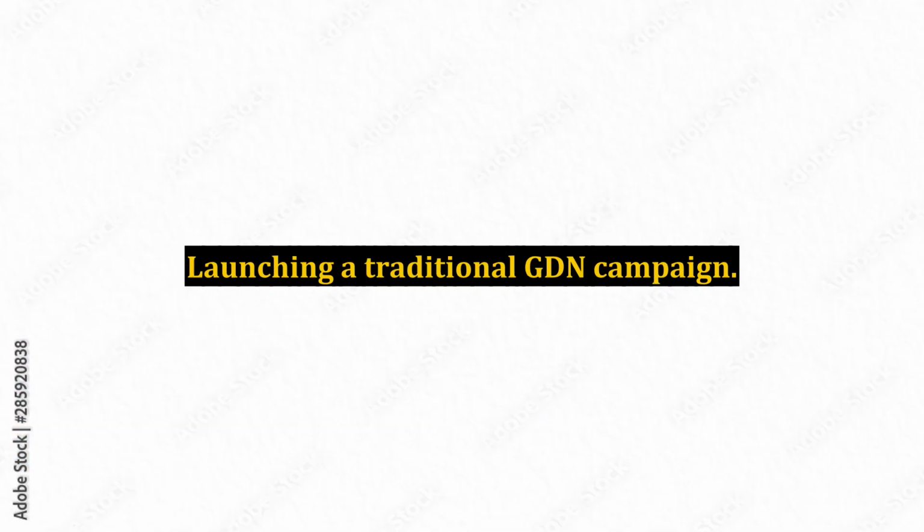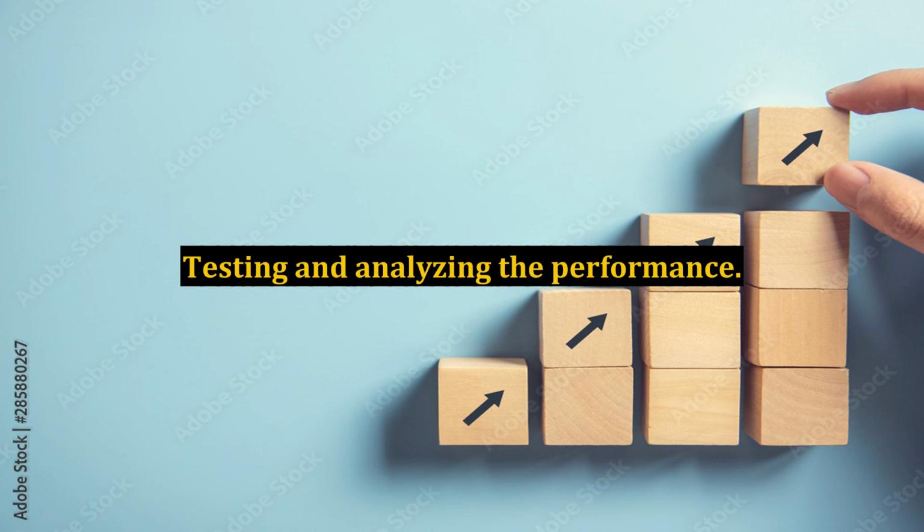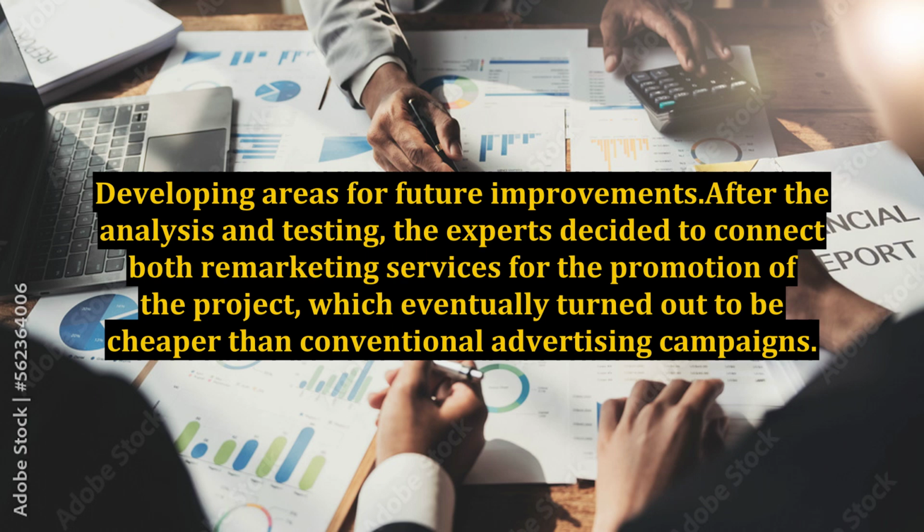1. Launching a traditional GDN campaign. 2. Adding DoubleClick and Google AdWords dynamic remarketing services. 3. Testing and analyzing the performance. 4. Developing areas for future improvements. After the analysis and testing, the experts decided to connect both remarketing services for the promotion of the project, which eventually turned out to be cheaper than conventional advertising campaigns.